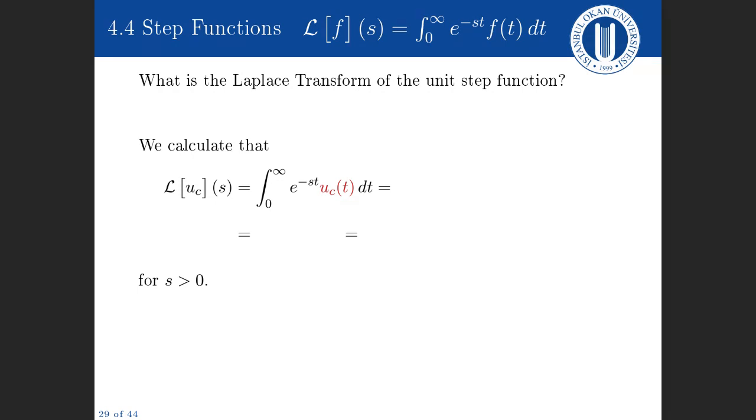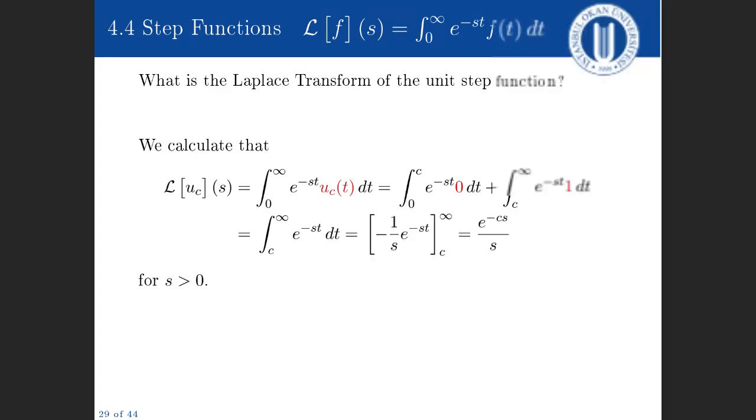Now remember, what does the graph of the unit step function look like? We have a function which is equal to 0 until we get to c, and then the function is equal to 1. So we're going to get 0 if we're between 0 and c, and then we're going to get 1 if we're between c and infinity. And of course, the integral of 0 is 0, so forget about the first one. We have the integral from c to infinity e to the power minus st dt.